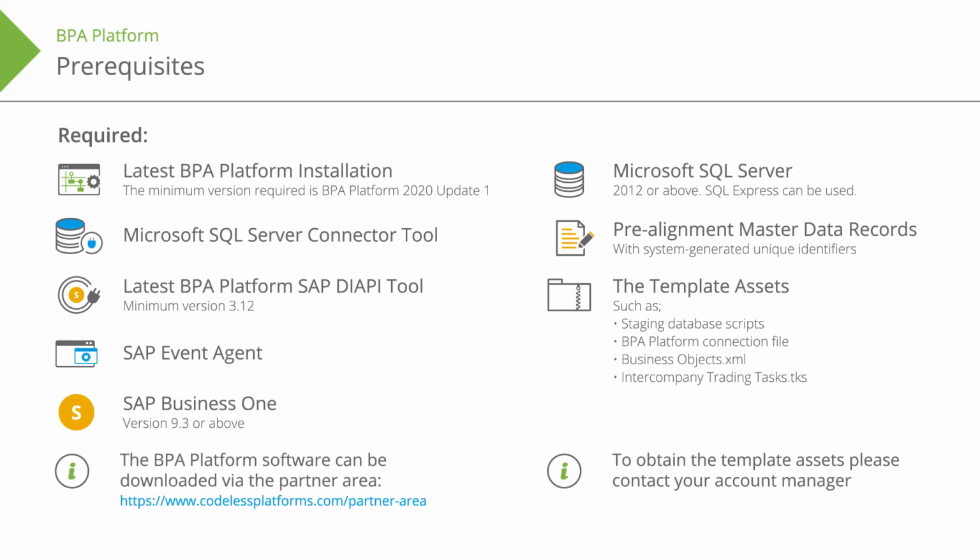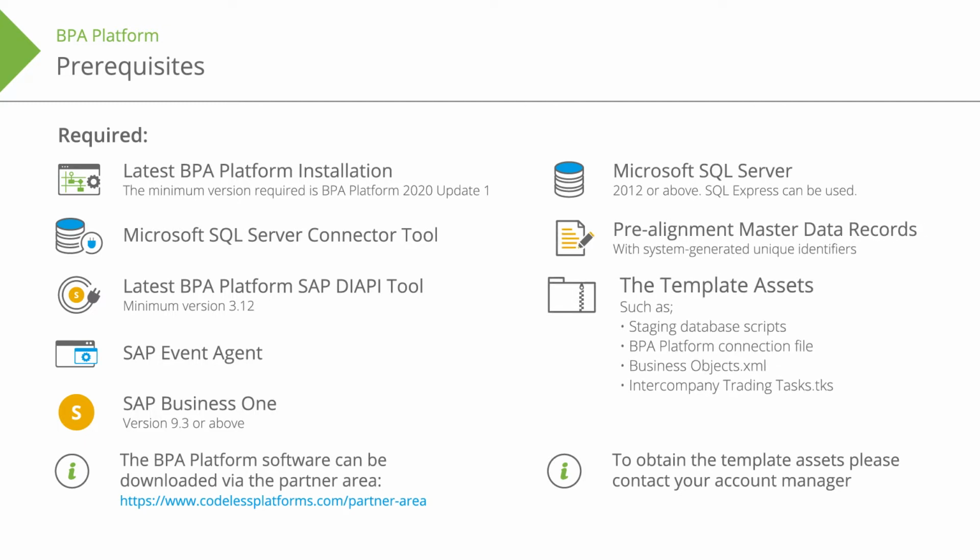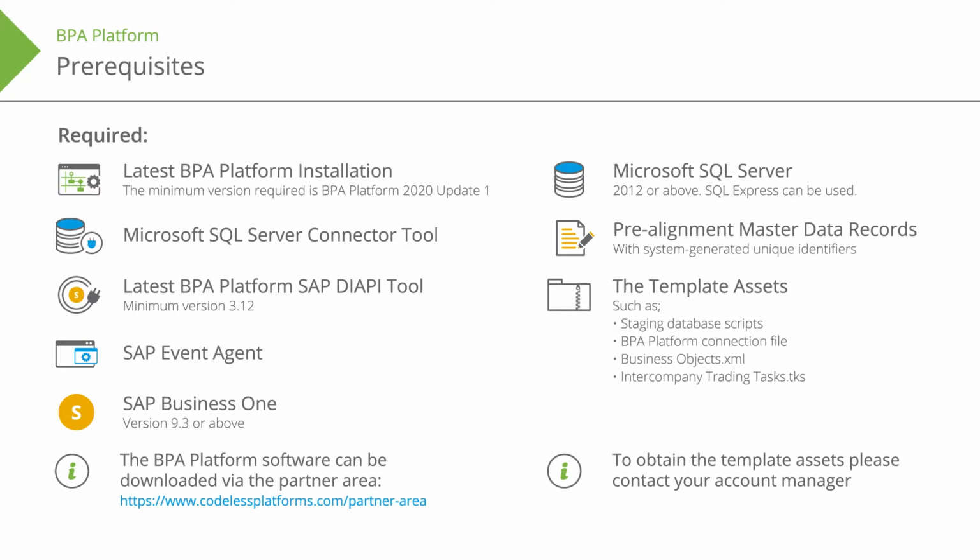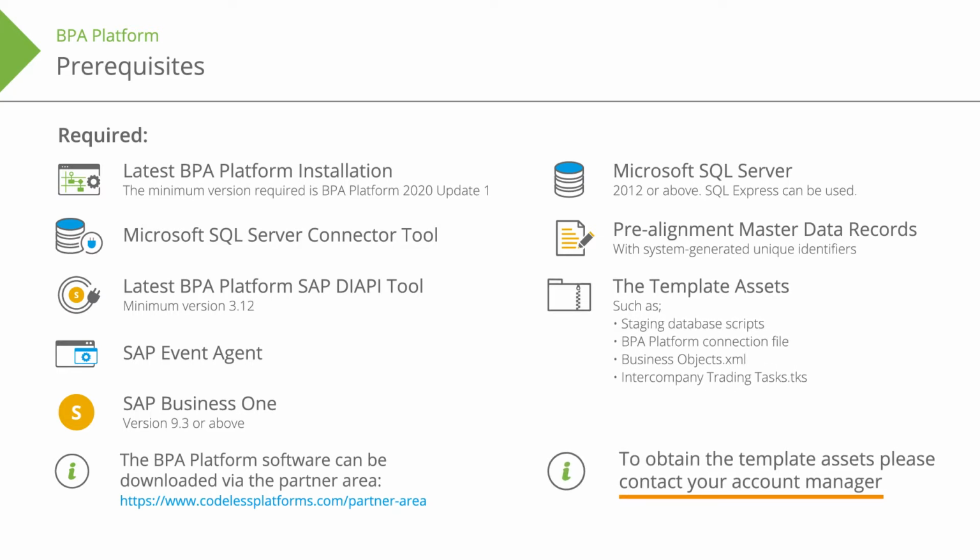In addition to the software and tools, you will need Microsoft SQL Server to host the staging database, pre-alignment of SAP Business One master data records with system-generated unique identifiers, and the template assets. To obtain the template assets, please contact your account manager.